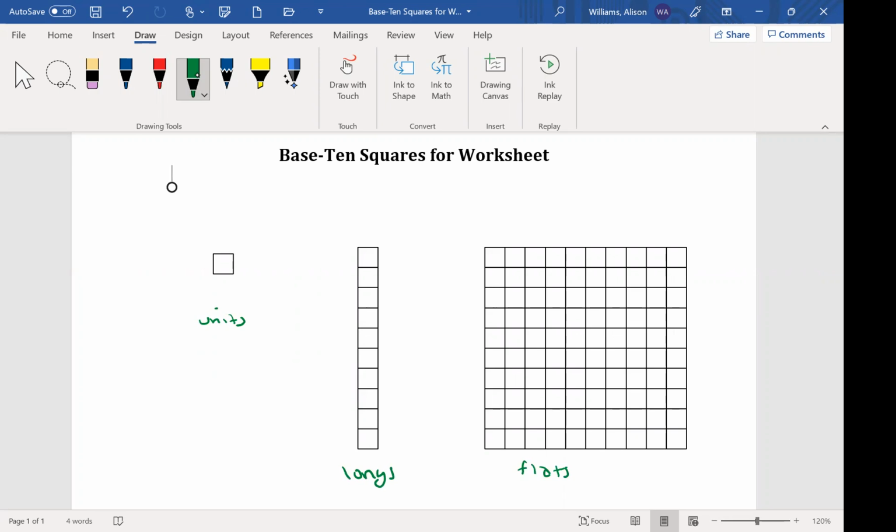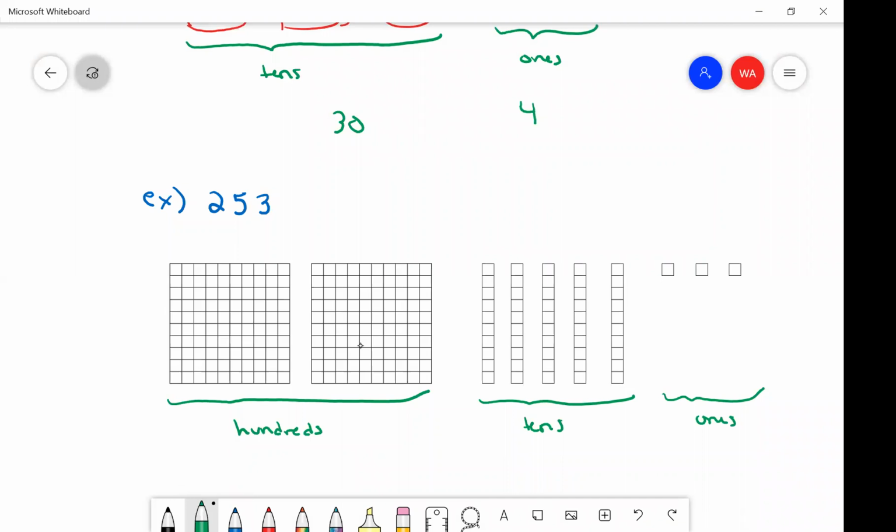So going back to our example, 253 could be represented by 2 flats, 5 longs, and 3 units. And that's a verbal way of saying the visualization that we have: 2 10 by 10 grids, 5 10-square stacks, and 3 single little squares.